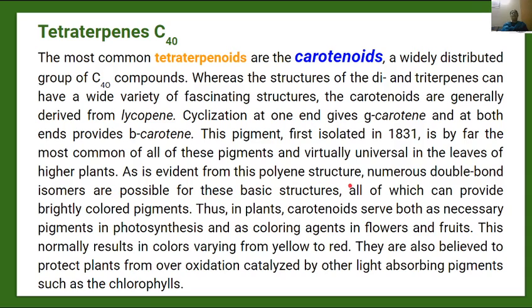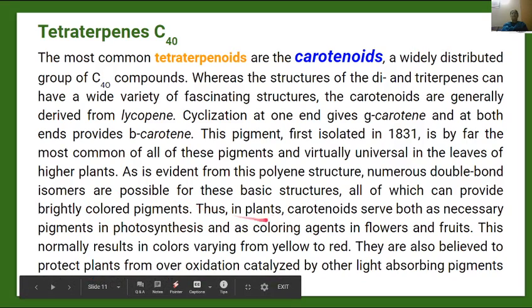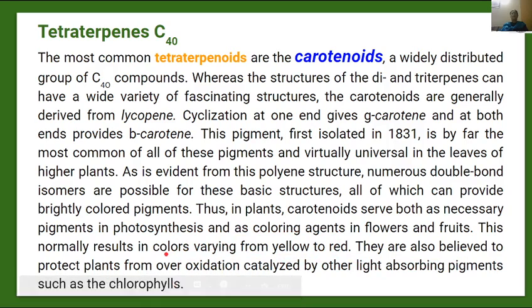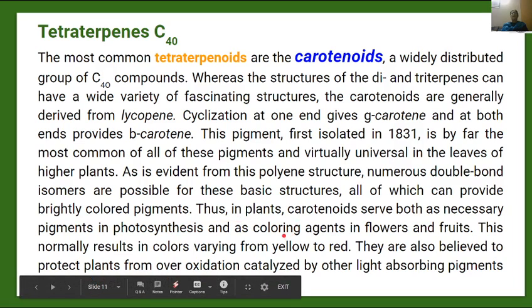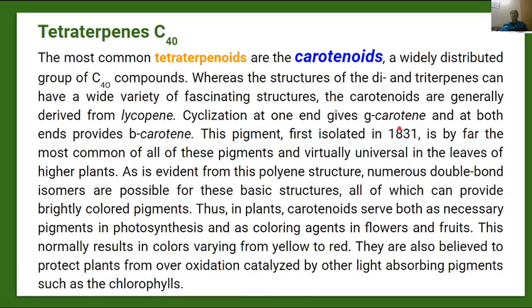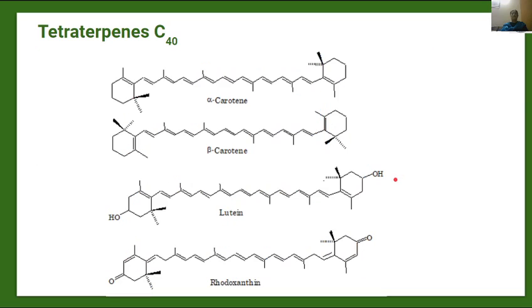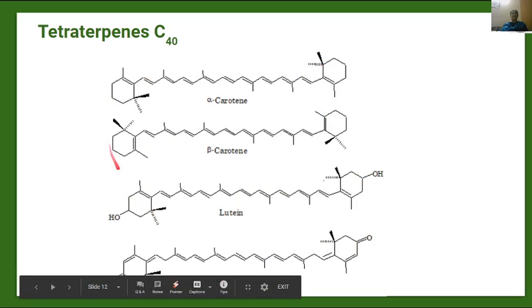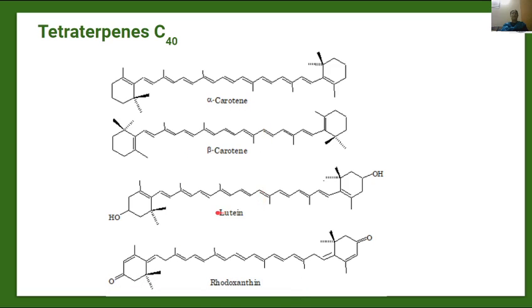As is evident from the polyene structure, numerous double bond isomers are possible for these basic structures, all of which can provide highly colored pigments. In plants, carotenoids serve both as necessary pigments in photosynthesis and as coloring agents in flowers and fruits, normally giving colors varying from yellow to red. They are also believed to protect plants from over-oxidation catalyzed by other light-absorbing pigments such as the chlorophylls. These are different examples of C40 tetraterpenes: alpha carotene, beta carotene, lutein, and rhodoxanthin. Thank you.